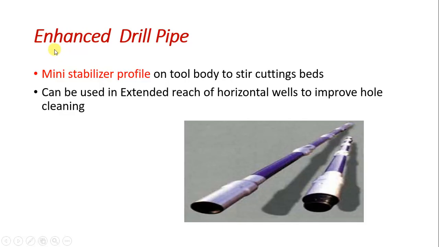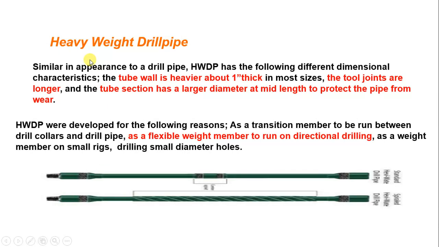Here something also, number 2, it's called enhanced drill pipe. Enhanced drill pipe has a mini stabilizer, as you see here. This is a mini stabilizer profile on the tool body to steer cutting speeds, especially in directional and horizontal drilling. It can be used in extended reach drilling, ERD, of horizontal wells to improve hole cleaning. Okay. Then this is the first component.